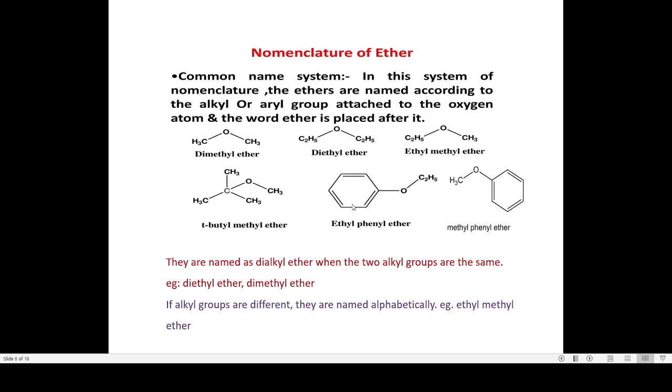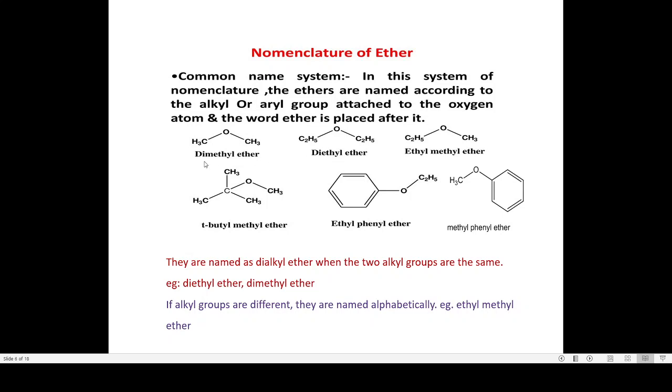Coming to the nomenclature of the ether, as we know, there are two systems. The first is generally the common name or the trivial system, and the other is the IUPAC system. Coming to the common name system, in this system of nomenclature, the ethers are named according to the alkyl or aryl group attached to the oxygen atom, and the word ether is placed after it.